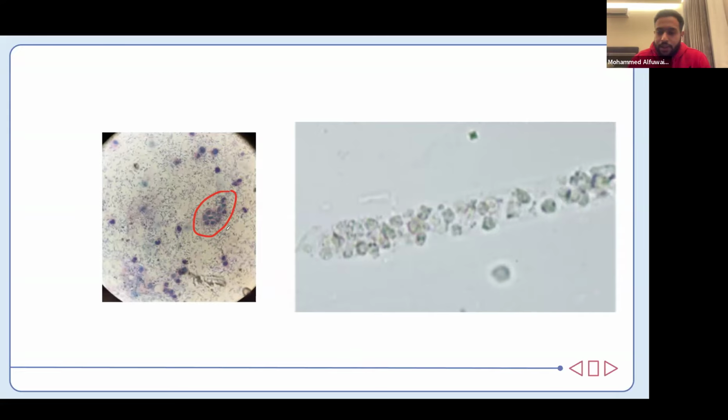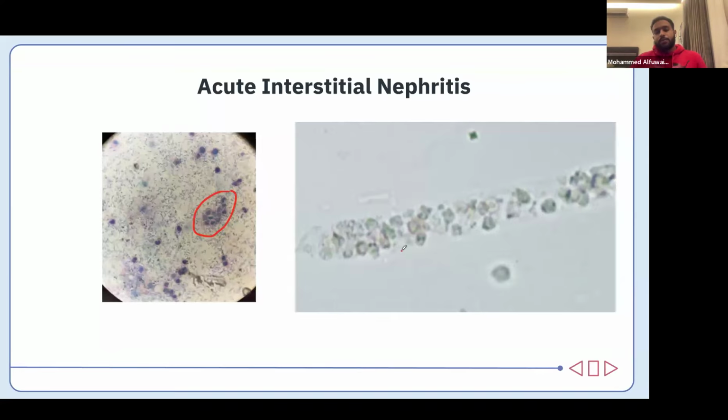What type of cells will you see here? Eosinophils. What type of cast is this? WBC cast. Excellent. So this is acute interstitial nephritis or tubulointerstitial nephritis. This is a disease, acute kidney injury that happens to the kidneys when you're taking drugs.